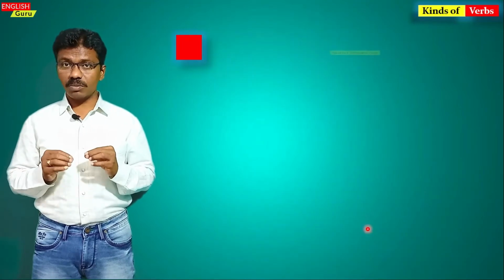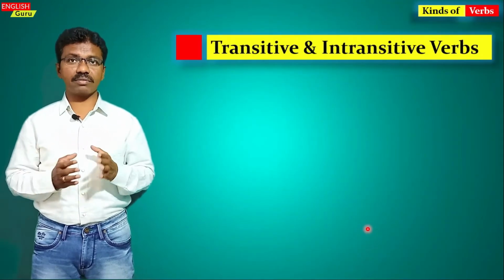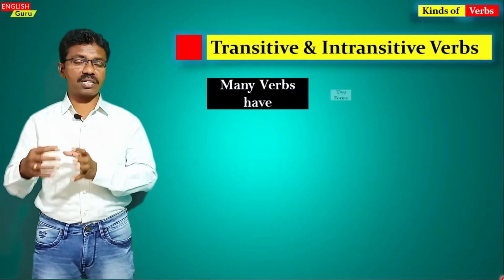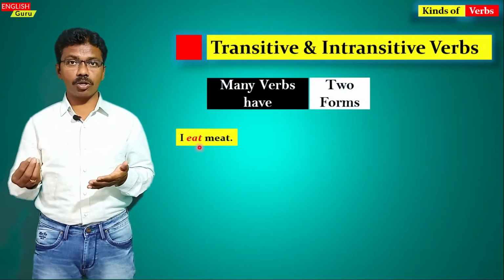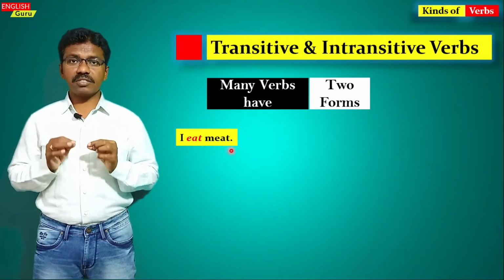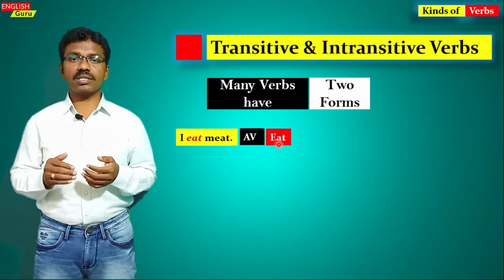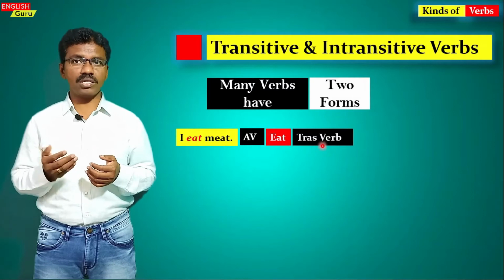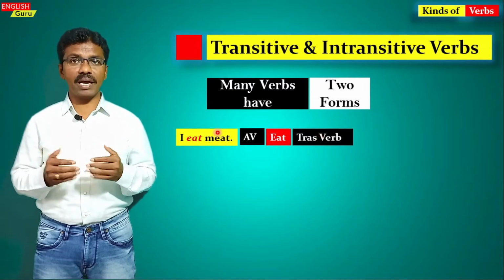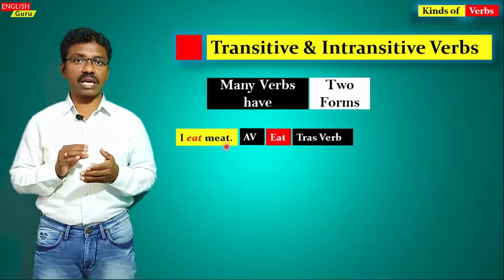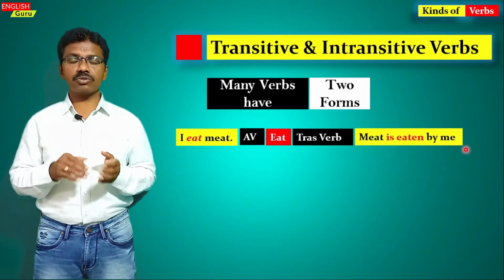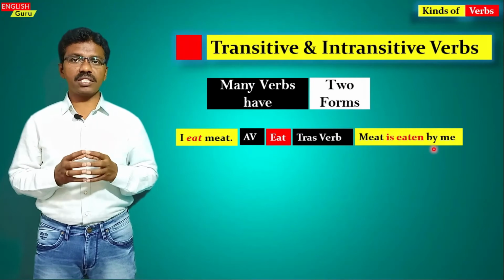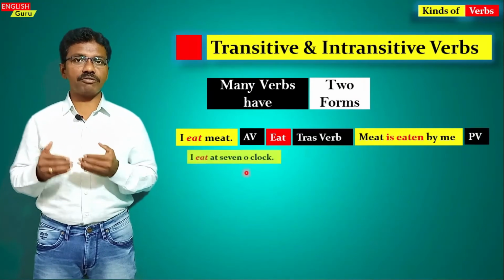But there are certain verbs which have two forms, a transitive form and an intransitive form, and we can use them as a transitive verb and an intransitive verb also. For example, I eat meat. This sentence is in active voice, and eat is a transitive verb because it has an object, meat. We can write this sentence in passive voice also: Meat is eaten by me. This is a passive form.